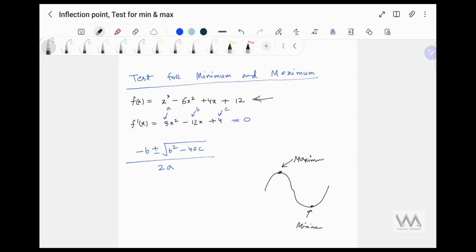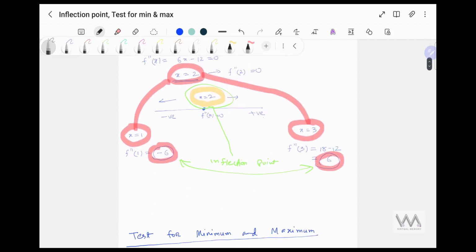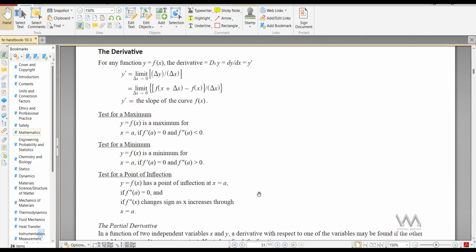So we will use the same equation of the curve we used in the last video, where we tested for an inflection point. The equation of the curve is given here, x cubed minus 6x squared plus 4x plus 12. Now, let's look at the FE handbook to see what it says.